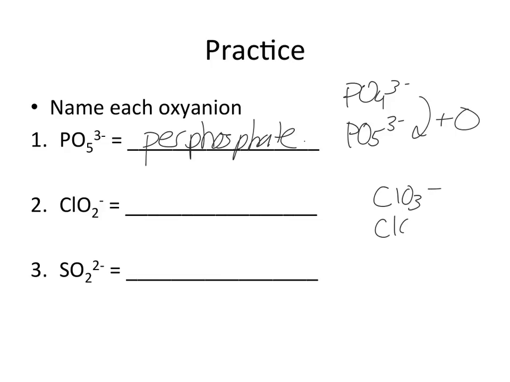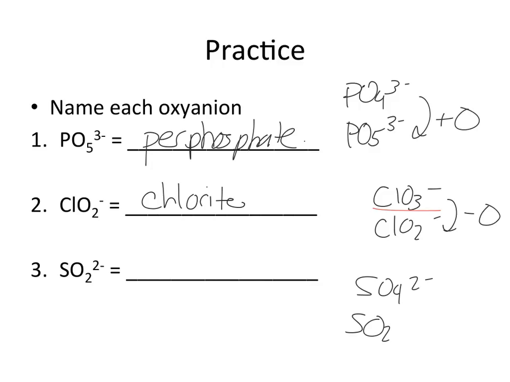Now, ClO2- really looks very similar to our ClO3-, which is our chlorate. To go from there to the one that we have on the slide, we have subtracted 1 oxygen. So we now have to change the ending from -ate, which is chlorate, the ClO3-, into a new suffix. It will be chlorite.